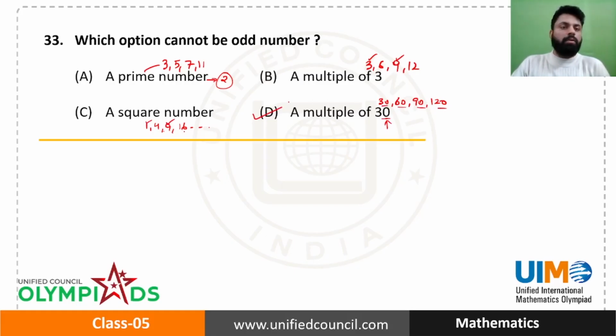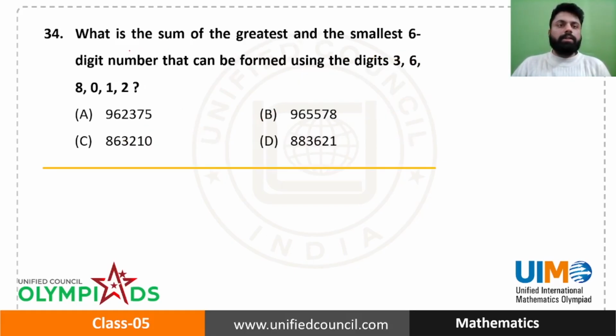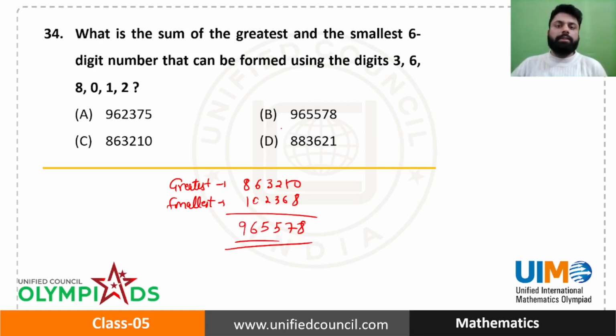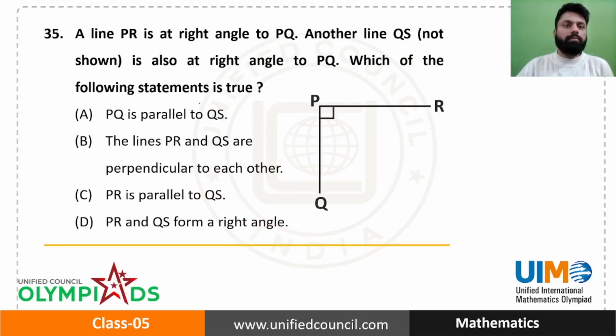The option. What is the sum of the greatest and the smallest 6-digit number that can be found by using these digits? Greatest is 863210. Smallest is 102368. The sum is 965578. B option.